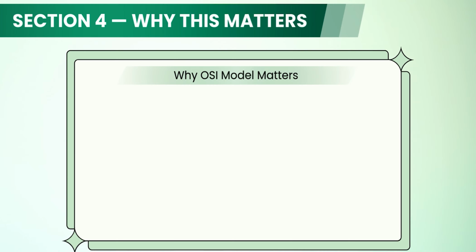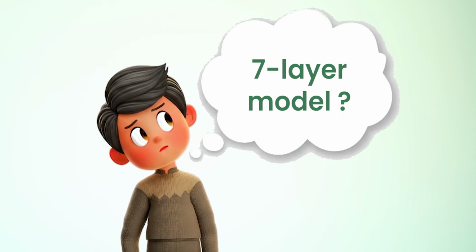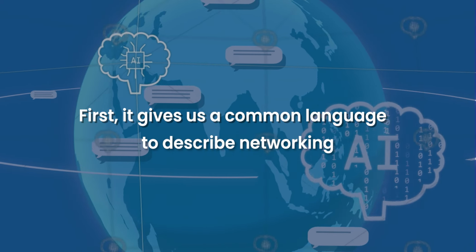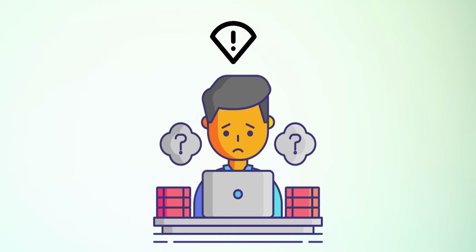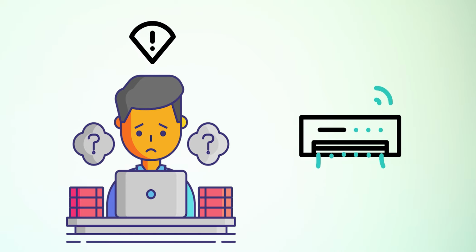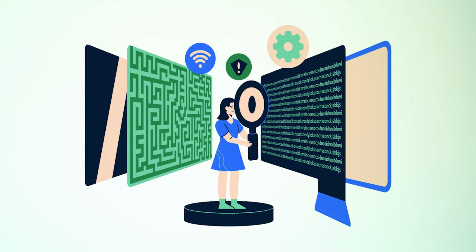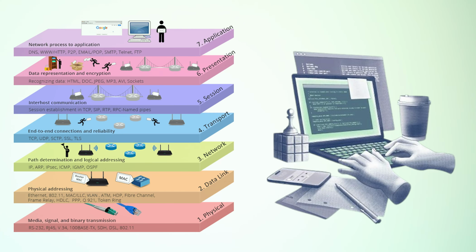Why the OSI model matters. So why do we care about this 7-layer model? First, it gives us a common language to describe networking. Second, it helps us troubleshoot problems. If your Wi-Fi isn't working, you might check the physical layer. If a website isn't loading, you might check network or transport. This layered approach makes complex systems simpler to understand and fix. Engineers use this model every day to isolate where a problem is happening.